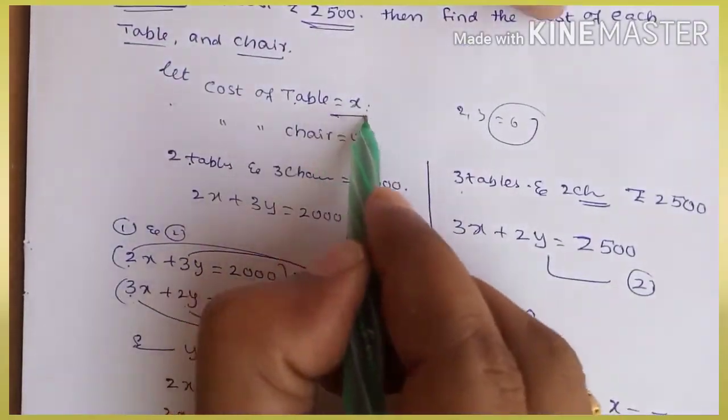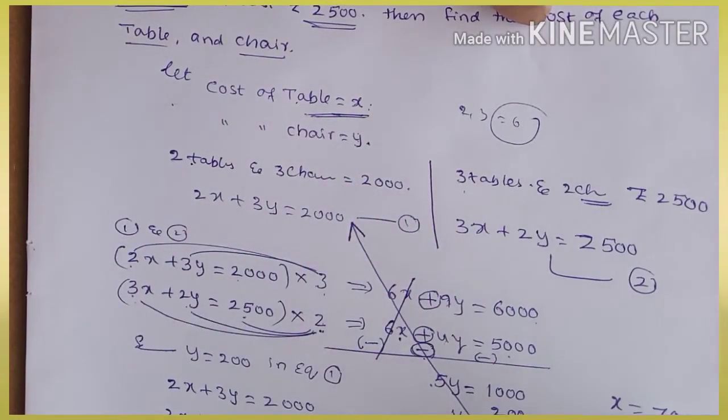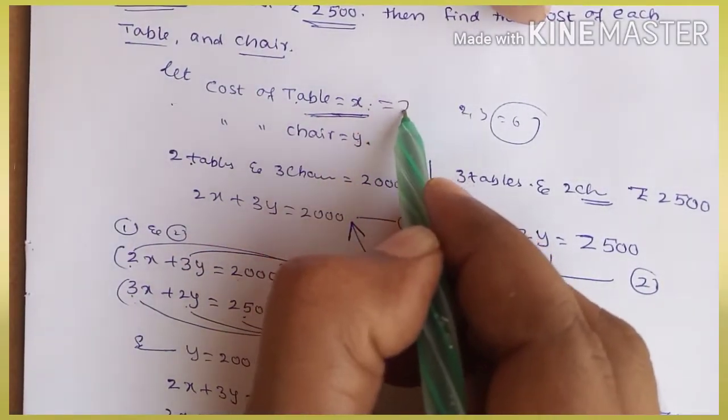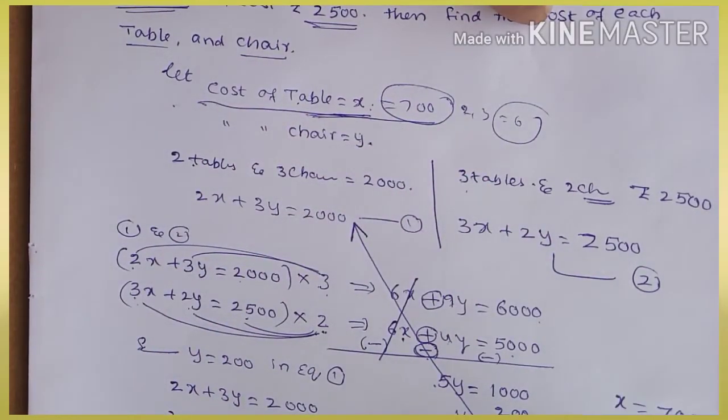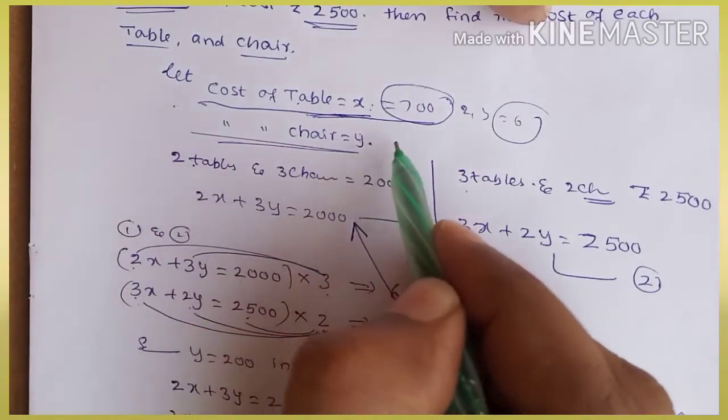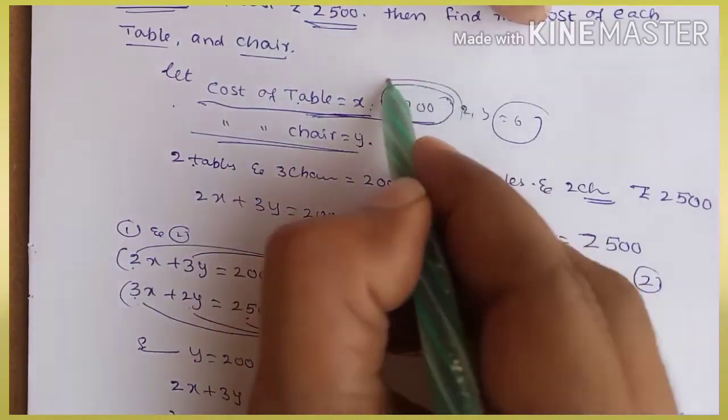So what does the x value mean here? The table cost. How much did you get for x? 700. So the cost of the table is equal to 700, and y is equal to 200. So the cost of the chair, y, is how much you got? 200.